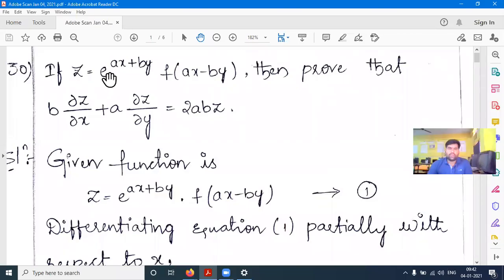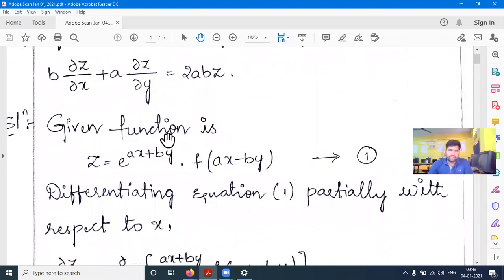If z is equal to e power ax plus by into f of ax minus by, then prove that b into dou z by dou x plus a into dou z by dou y is equal to 2abz. Z means e power ax plus by into f of ax minus by.